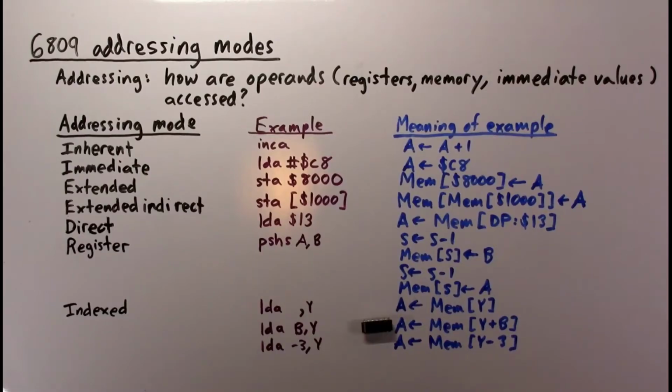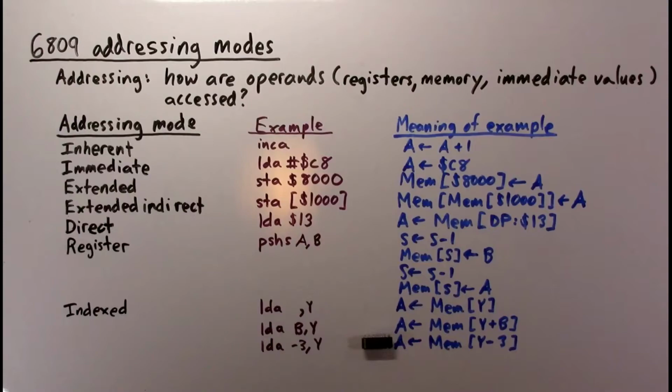In the second example, an address is computed by adding the value of the B register to the base address in the Y register, and a byte is loaded from this address into the A register. In the third example, an address is computed by adding the constant value -3 to the base address in the Y register and loading a byte from the resulting address into the A register.